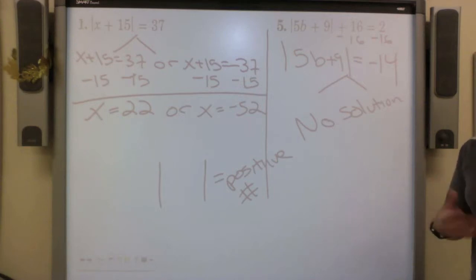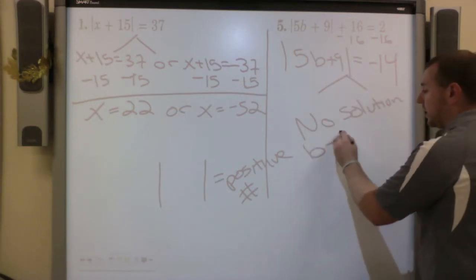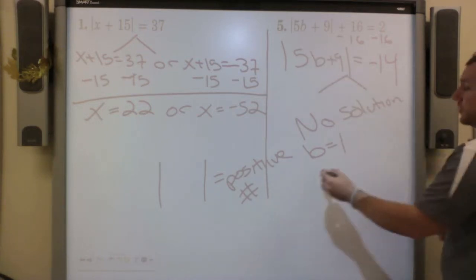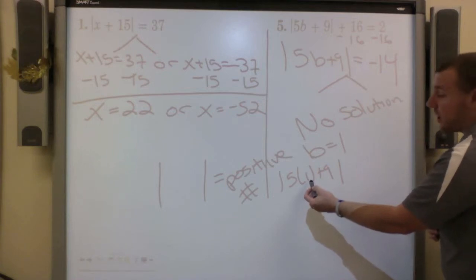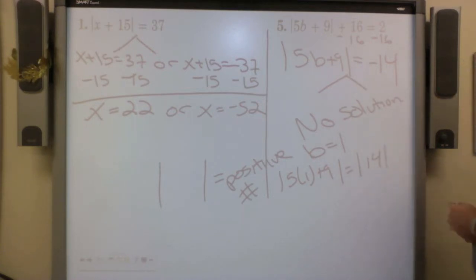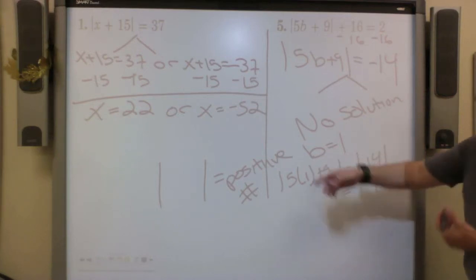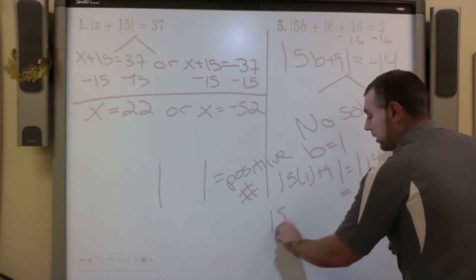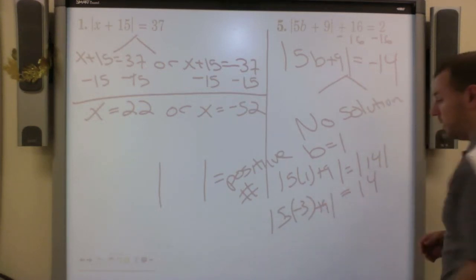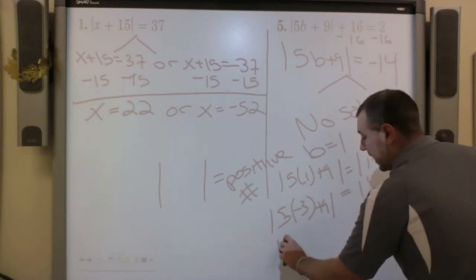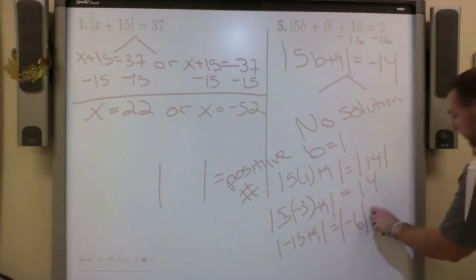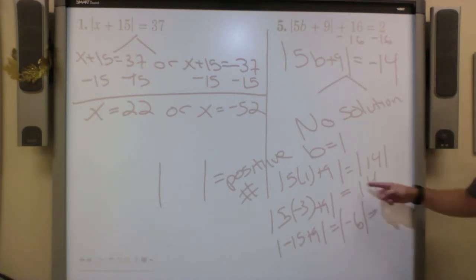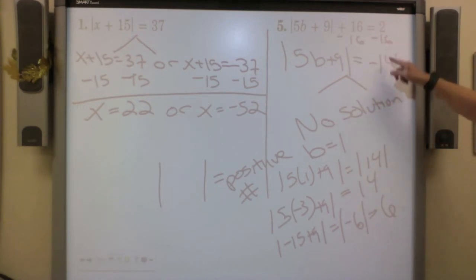Now I'll give you an example of that. If I plug in b equals 1, so the absolute value of 5 times 1 plus 9. 5 times 1 is 5, plus 9 is 14. The absolute value of 14 is 14. So that is always positive. Let's take another case. Let's take negative 3. Well, 5 times negative 3 is negative 15 plus 9, which is negative 6. And then I take the absolute value, that's 6. No matter what, this last result is always going to be positive. I'm never going to get a negative solution.